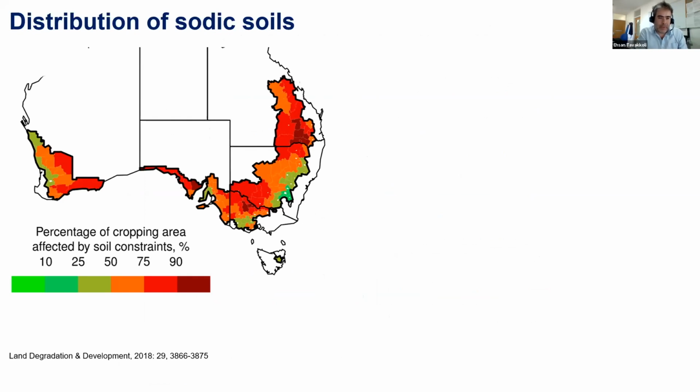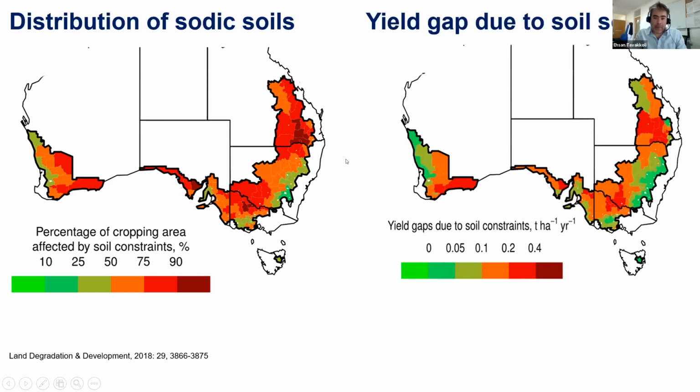So if I want to quickly talk about distribution of sodic soils in Australia, of course, there is a wide range of cropping system all the way from the northern region to the southern region and western region that have this problem of sodic subsoil or topsoil. And then in terms of grains industry, the yield gap associated with the soil constraints is basically anywhere from 0, where there's no problem, up to 0.4 ton per hectare per year.